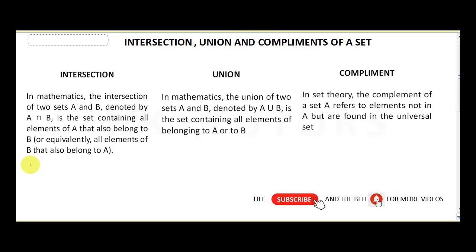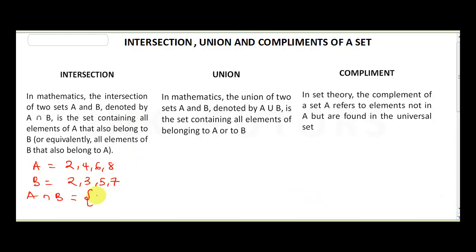For instance, if you have A to be 2, 4, 6, and 8, and you have B to be 2, 3, 5, and 7, A intersection B is going to be, now, what is common to A? What can be found in A and can also be found in B? If you check, you will notice that it is just the 2. So because it's just 2, we're going to denote A intersection B as 2.